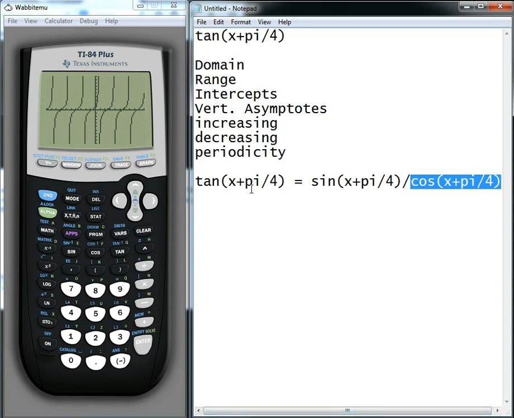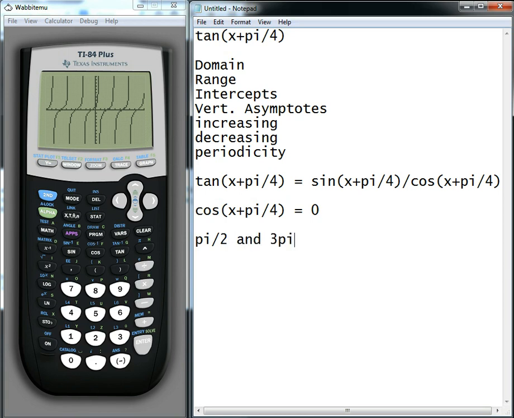So to figure out where that happens, I'm actually just going to set them equal to 0. I'm going to set cosine of x plus pi over 4 equal to 0. Now, if you go to your unit circle and you find all the points where the x value is 0, you'll notice at the very top of the circle and the very bottom of the circle is when that happens. And so those values are pi over 2 and 3 pi over 2. But those aren't the only two values. Those are just the root values. Like we mentioned before, you can keep going around the circle to get more. So that's why there ends up being an infinite amount.